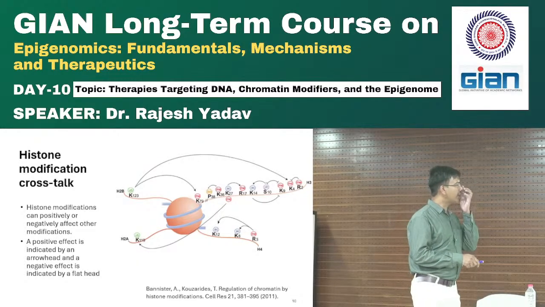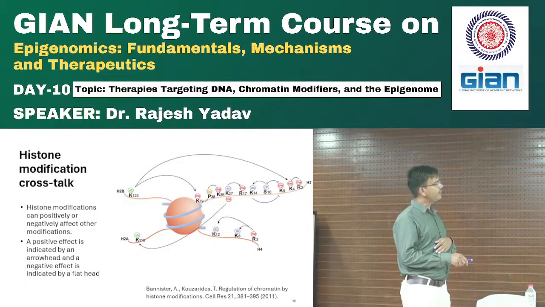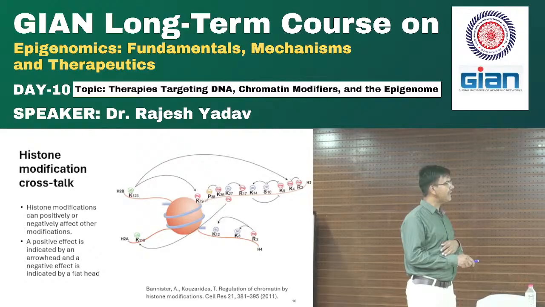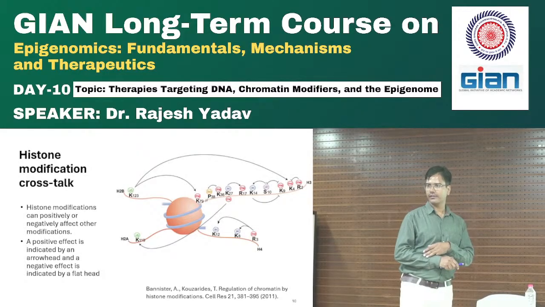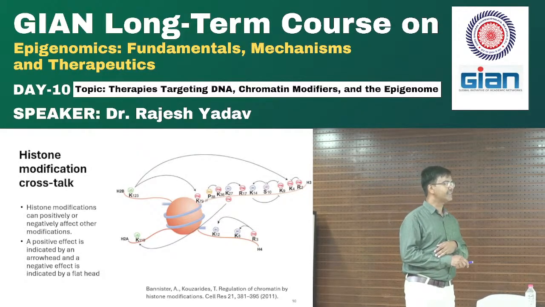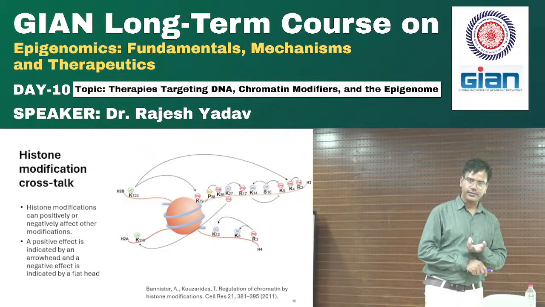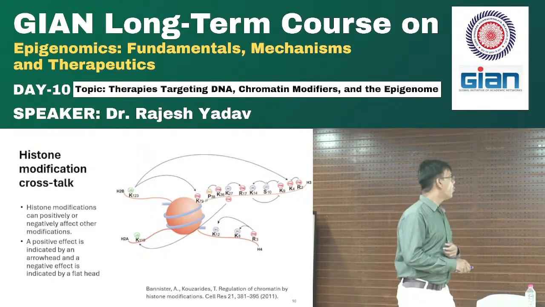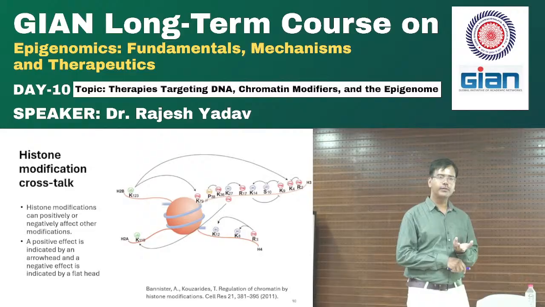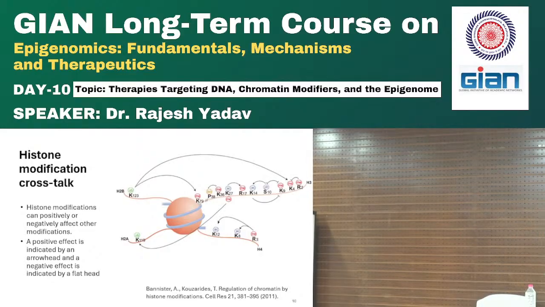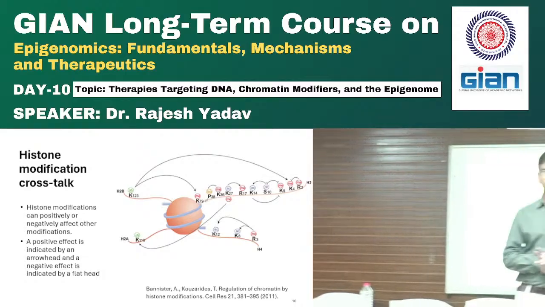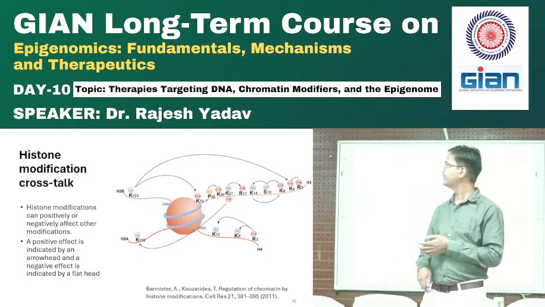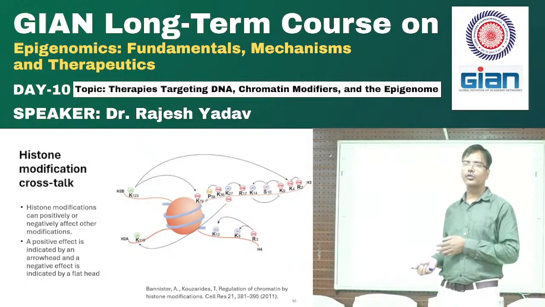In this way, you can say that serine 10 phosphorylation actually inhibits K9 methylation, but serine 10 phosphorylation actually activates K14 acetylation, because K14 acetylation is involved with active transcription. So ideally, one modification can cross-talk with the other modification, and that makes the chromatin very complex and complicated, because it acts in a cross-talk way.